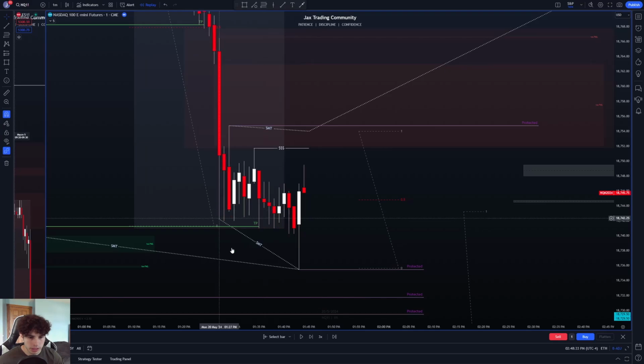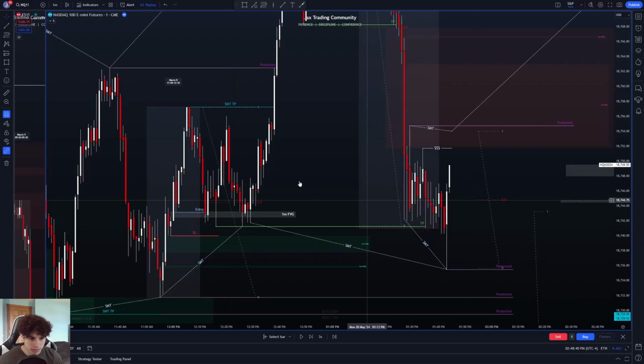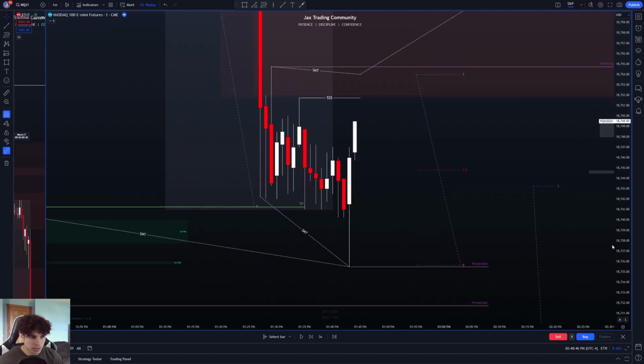But after we take this, just a second here, we form an SMT at these lows. So now that we have this SMT at these lows and we have this bigger SMT now created, I expect us to go back to the upside. So now I want to look to trade to go to the upside.